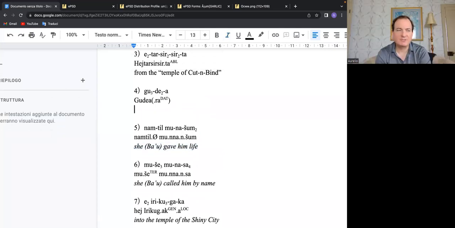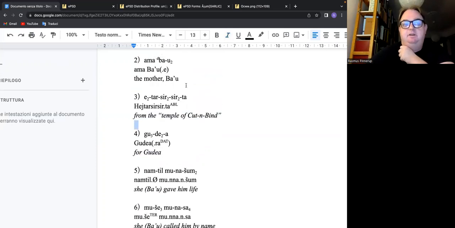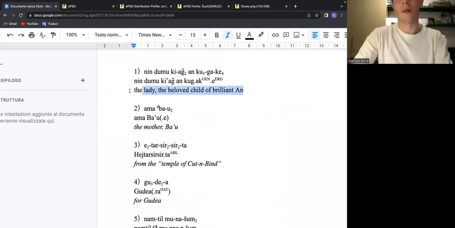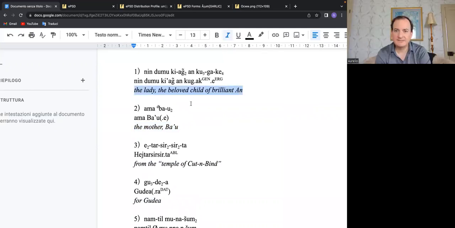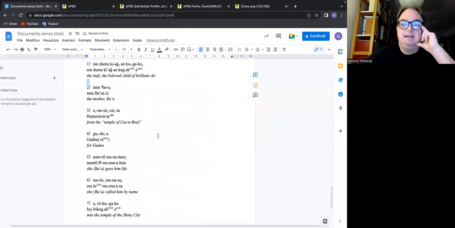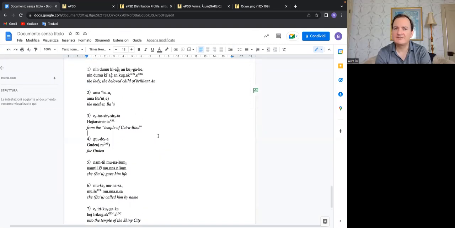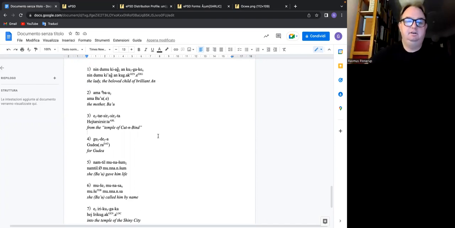Gudea is what time frame again? He is in the 22nd century BCE. That is, he lives in about 2150, I think. Yeah, he ascended in 2144. Cool. And his city is... Oh, geez, I'm so bad at that. Is it Lagash? Yeah, he's in Lagash. As everyone else is.